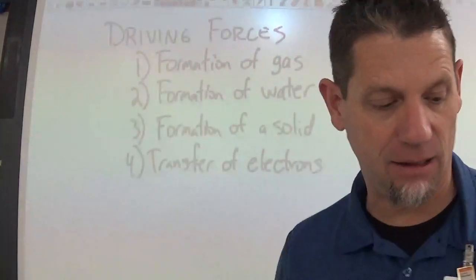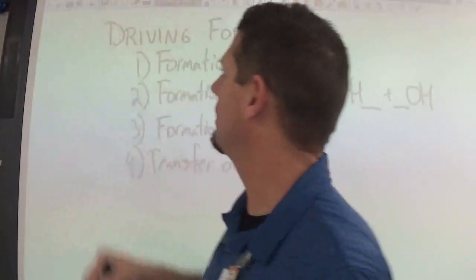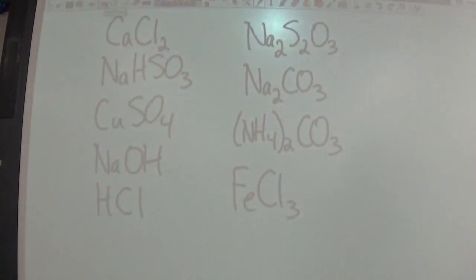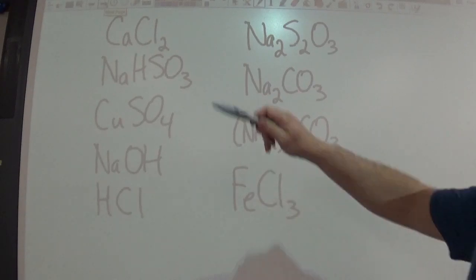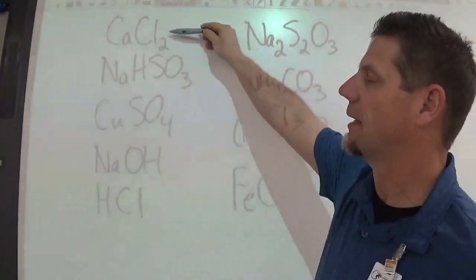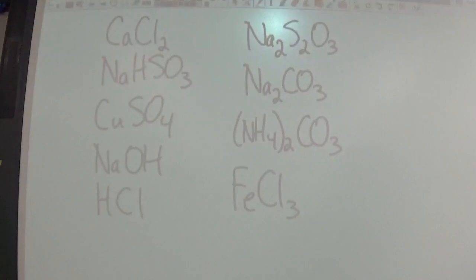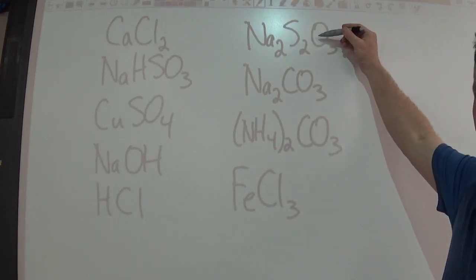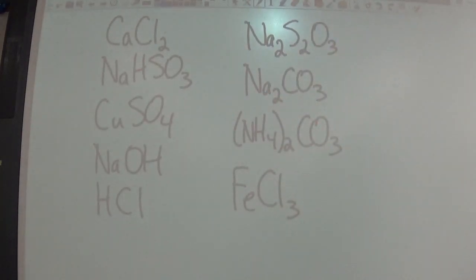But again, the 9 things that you're going to be mixing, I will list them here on the board for you to see. We'll go in order left and down and then this column. They are calcium chloride, sodium bisulfite, copper(II) sulfate, sodium hydroxide, hydrochloric acid, sodium thiosulfate, which is one you've never heard of before. It's a pretty cool thing, but you've never heard of it. Sodium thiosulfate, sodium carbonate, ammonium carbonate, and iron(III) chloride.